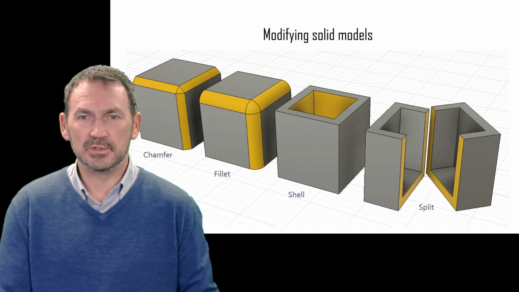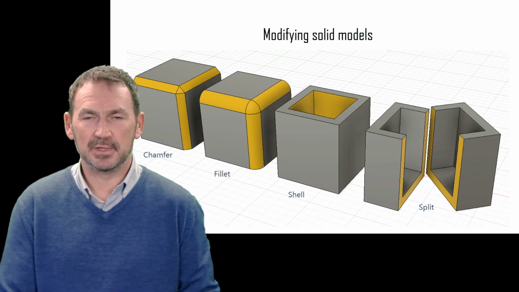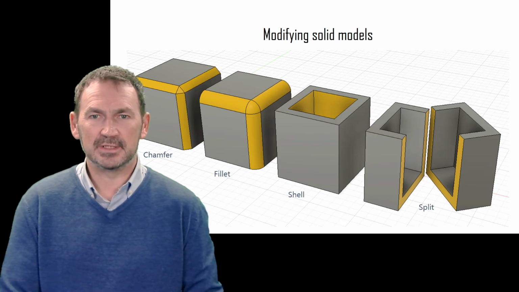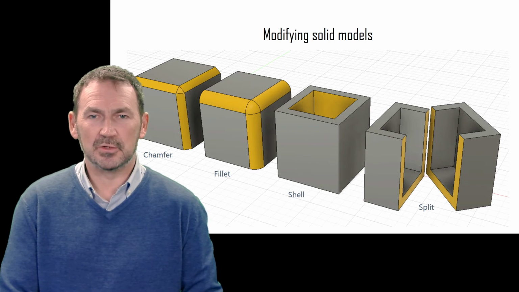The split tool uses a plane or line to indicate a place to cut. The CAD software then slices the solid to create two solids, each of which can be further modified.